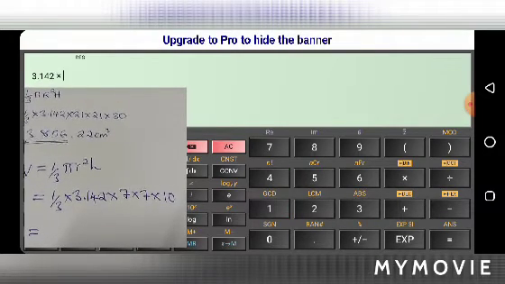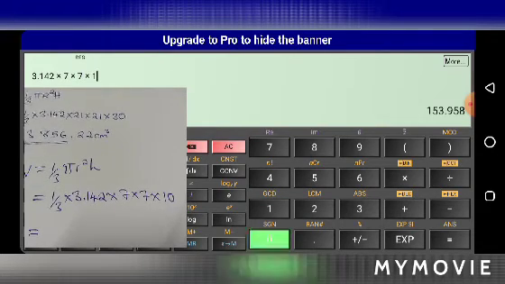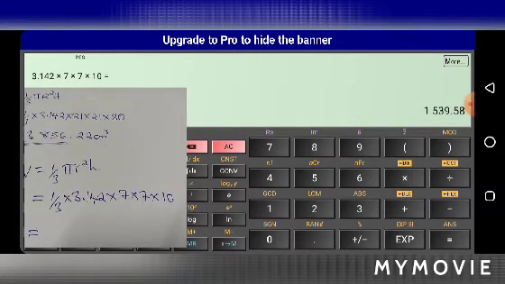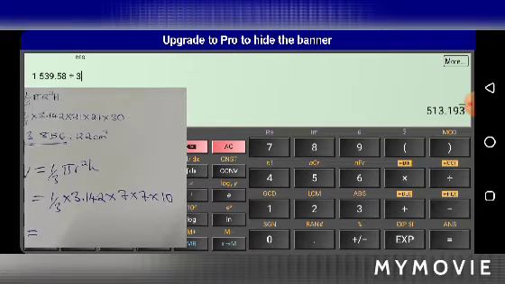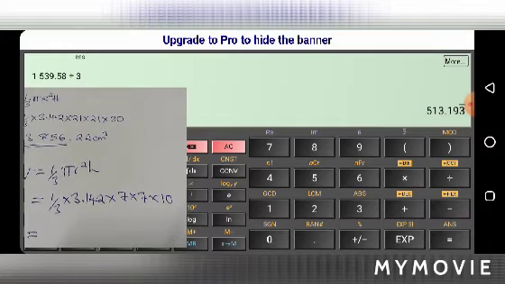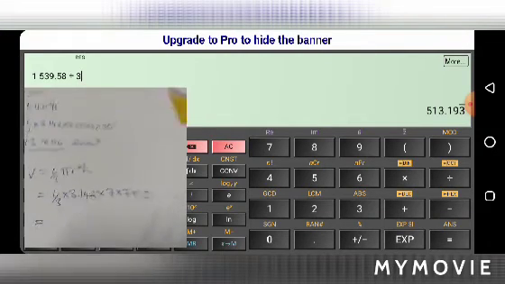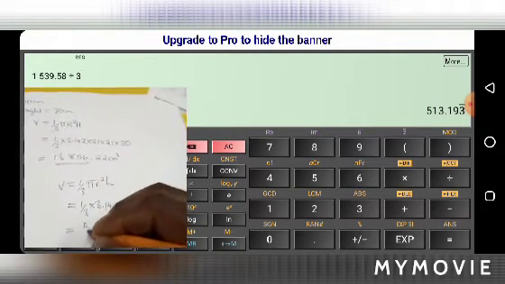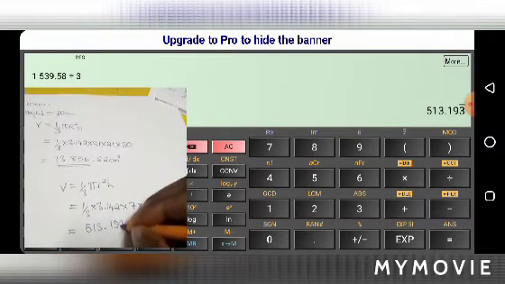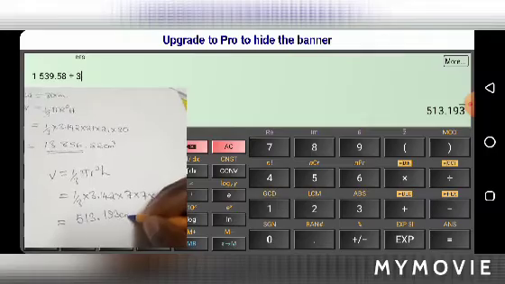3.142 times 7 times 7 times 10. What we have is 1,539.58, so we have to divide that by 3. So our volume for the small cone is 513.193. We can take note of that as 513.193 centimeters cubed.